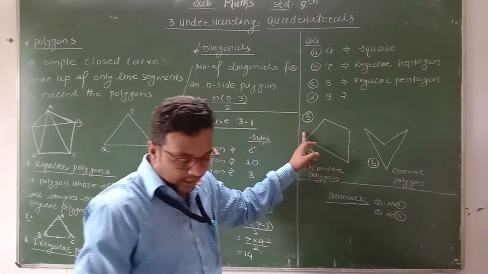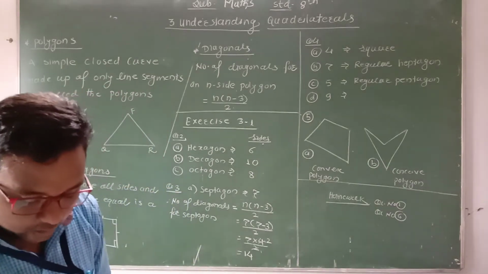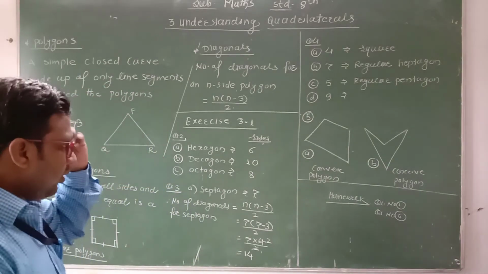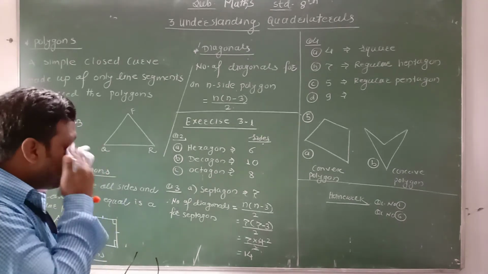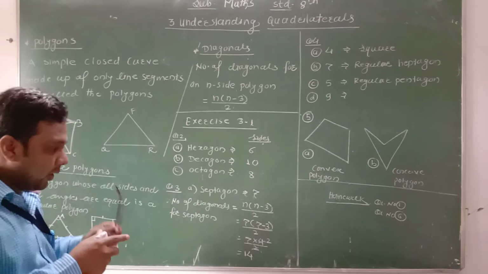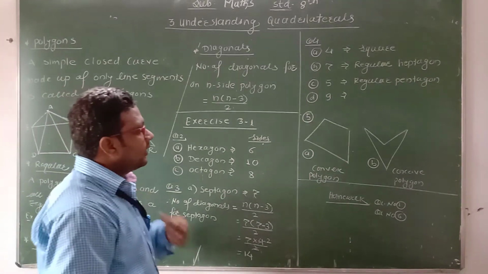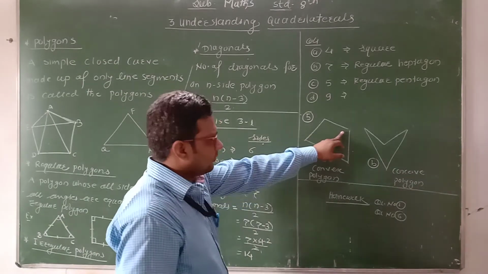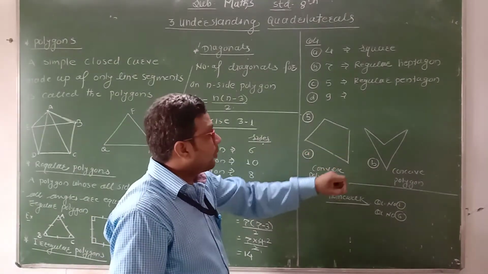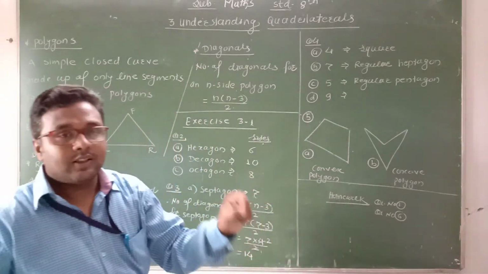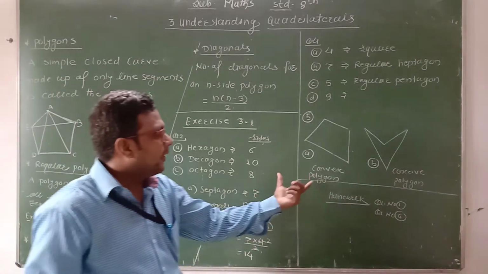Then question number 5. Question number 5 is given. Which of the following polygons are convex polygons? Now what is a convex polygon and a concave polygon? The polygon in which, if we join any two non-consecutive vertices of the polygon, the line is inside the polygon, then that polygon is called a convex polygon.